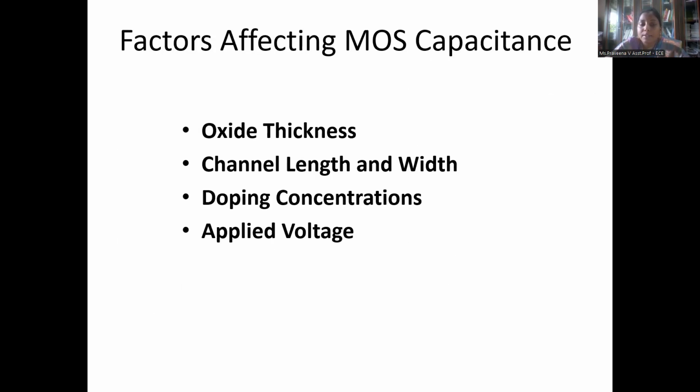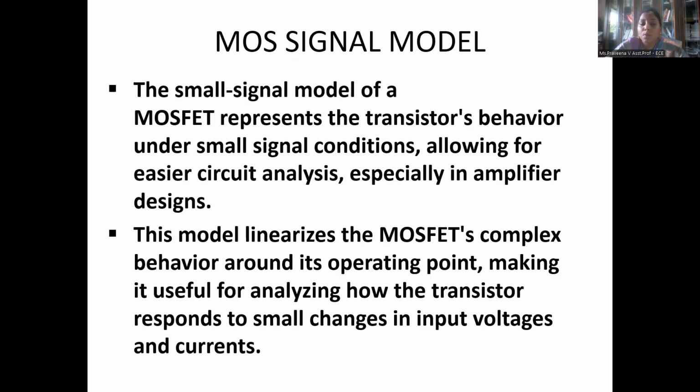So let us see the factors affecting MOS capacitance. These are oxide thickness, channel length, the doping concentrations, and applied voltage. MOS device capacitances are influenced by oxide thickness, channel length, and the doping concentrations in the semiconductor region. The applied voltage also affects the capacitance value by changing the charge distributions and operating regions of the MOS transistor.